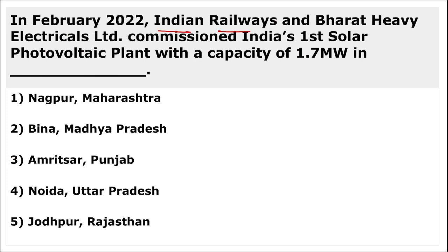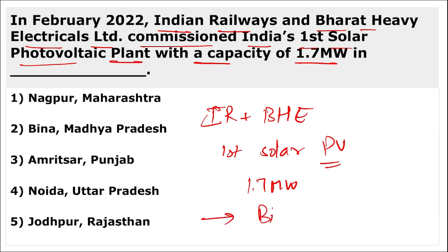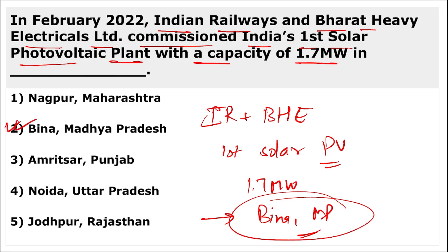Next, Indian Railways and Bharat Heavy Electricals Limited commissioned India's first solar photovoltaic plant with a capacity of 1.7 megawatt in dash, what location? This is in Bina, Madhya Pradesh.